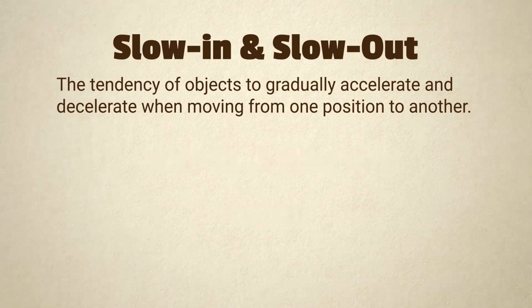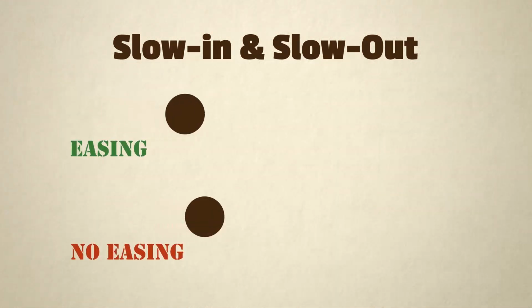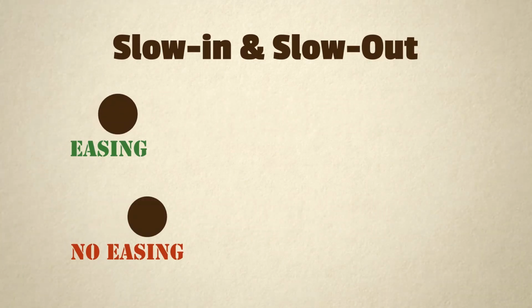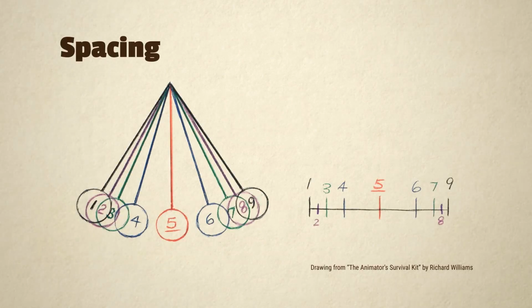Slow in and slow out reproduce the effects of inertia. Inertia is a property of matter that makes objects continue at their current speed unless another force causes them to accelerate or decelerate. If objects move from position to position at an even rate, it looks mechanical or robotic. So we add easing to make them look more organic and natural. In hand-drawn animation, this is accomplished through spacing. Spacing refers to the amount of change between successive frames.